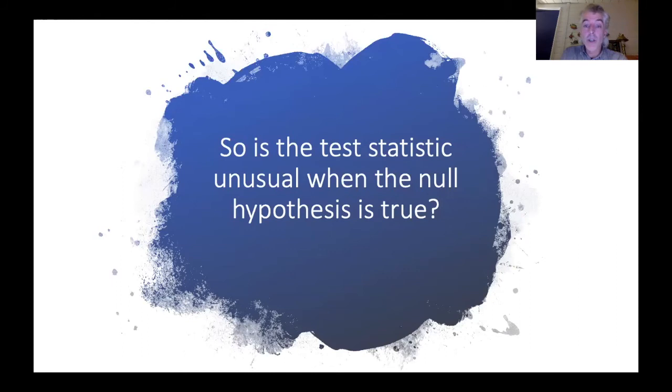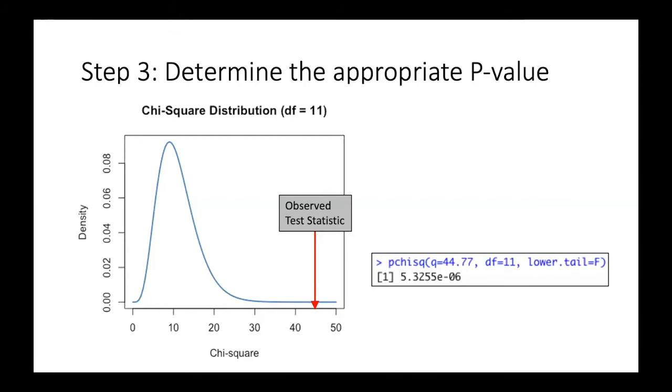So what do we do with this number? Is this an unusual number? Is this a surprising number? Is it a big number or is it a small number? Well, to determine whether this is an unusual value, we need to compare our observed test statistic to what we would expect to find if the null hypothesis were true. So we go back to our theoretical chi-squared distribution with 11 degrees of freedom because we had 12 categories.